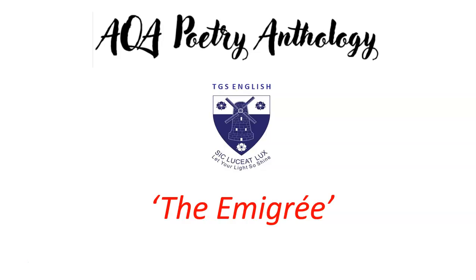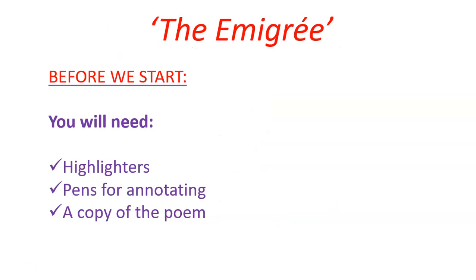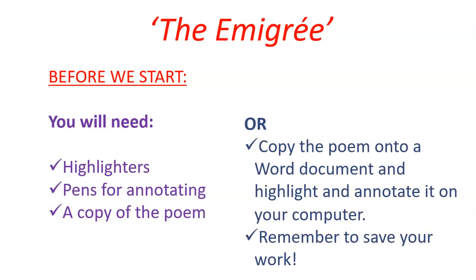So before we start, let's have a look at what you need. As usual, you will need your highlighters and your pens so that you can highlight and annotate the poem as you go, and if possible, a paper copy of the poem. If you're able to print one out, that would be great. If you can't, then you can use a Word document, as you have probably done before. Simply get the poem off the internet and copy it into Word, and then you can highlight and annotate it on your computer. Just remember to save the document once you're done so that later on, when you're back at school, you can print it out for yourself.